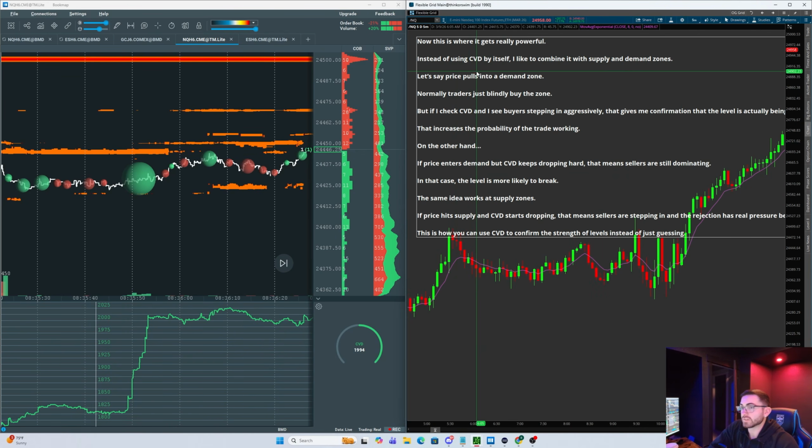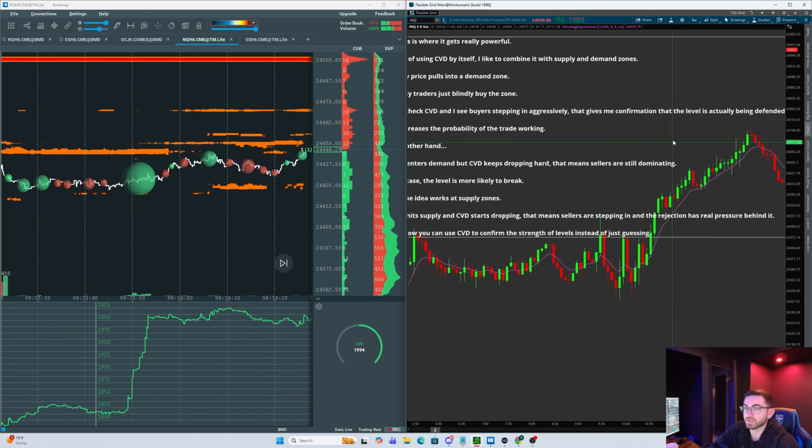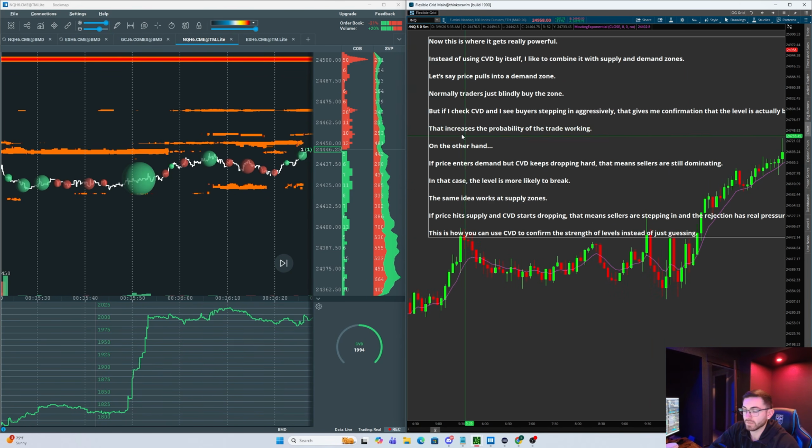Now, this is where using CVD gets really powerful. Instead of using CVD by itself, I like to combine it with supply and demand, intraday setups that I like to look for, pre-market highs, pre-market lows, or any other key level that I identify. So let's say that price pulls into a demand zone. Normally, traders just blindly buy the zone, which you should never do. But if I check CVD and I see buyers stepping in aggressively as we come down into that zone, that gives me confirmation that the level is actually being defended. That increases the probability of the trade working.